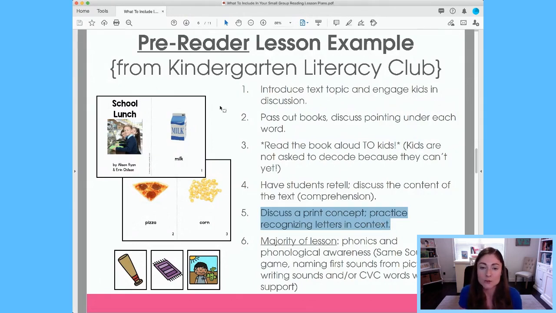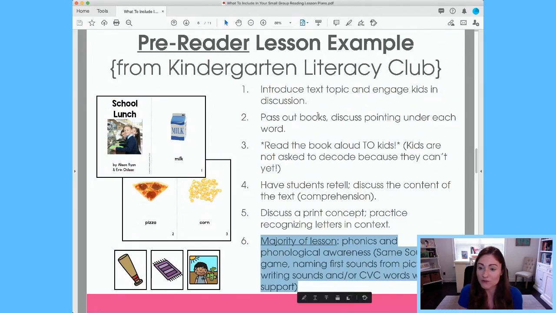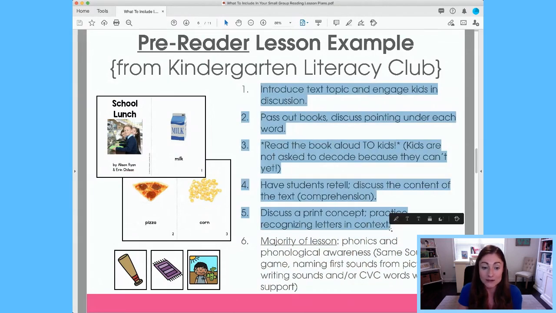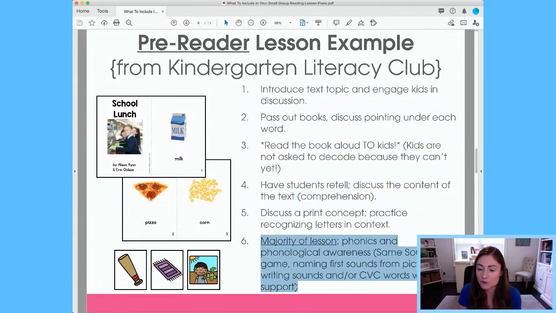P, right? So we're trying to bridge that phonics instruction that's going on at a different time than the small group instruction with actual books and words on the page. Then the rest of our lesson, and again, this is actually the majority of it. It looks like fewer steps, but this is pretty quick because, again, you are reading the text to the kids. The majority of the lesson is phonics and phonological awareness work. I just have some examples, and again, this is really going to vary.